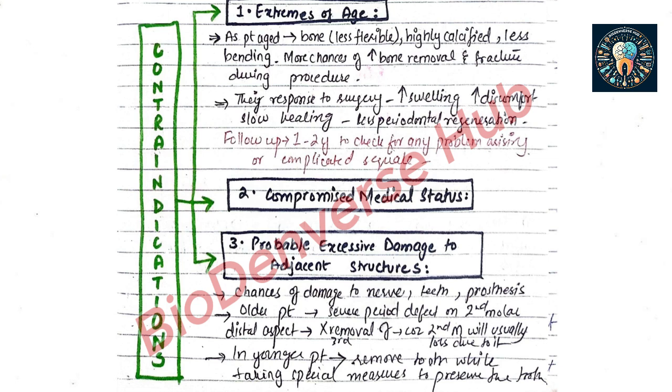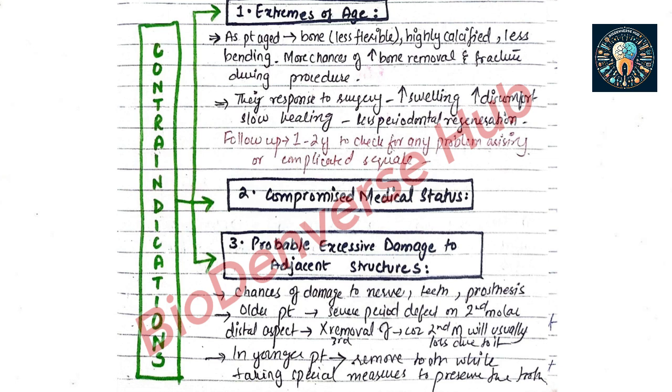The second contraindication is compromised medical status. If the patient has a compromised medical status, then definitely there is a contraindication for its removal. The third important contraindication is probable excessive damage to the adjacent structure. For example, if there are increased chances of damage to the nerve that is present in close proximity to that impacted tooth, or it could be the other teeth, or it could be the prosthesis.